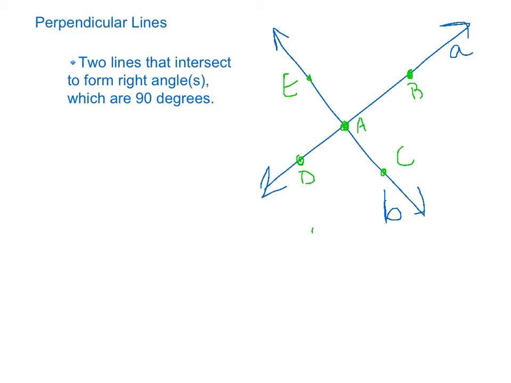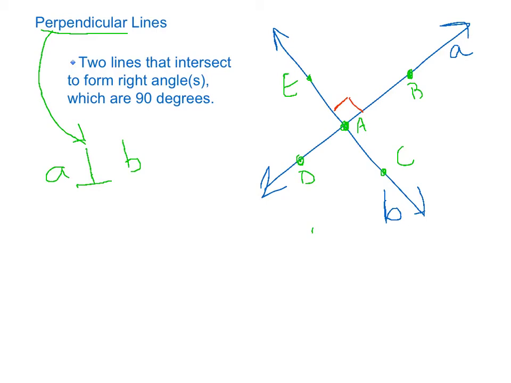Perpendicular lines are two lines that intersect to form right angles, which are of course 90 degrees. So you would see a symbol in here that would tell you that they're right angles. When we name lines, we can name lines by the lowercase letter. So here we have line A and line B. We could say that A is perpendicular to B. That's the symbol for perpendicular, and that's what it means.